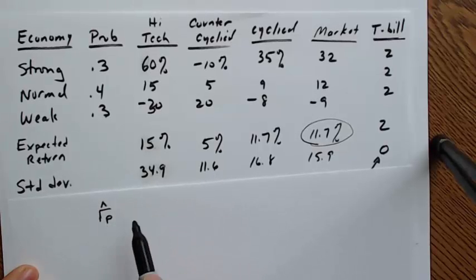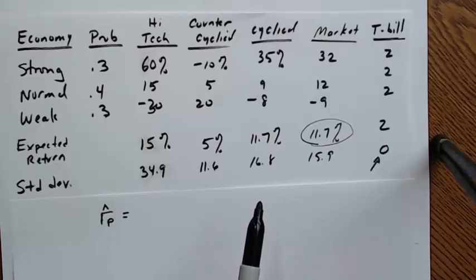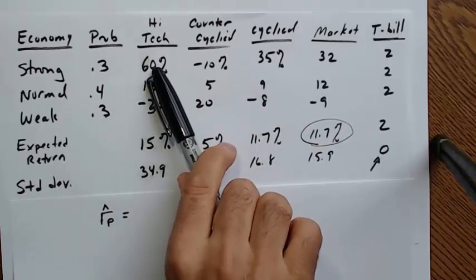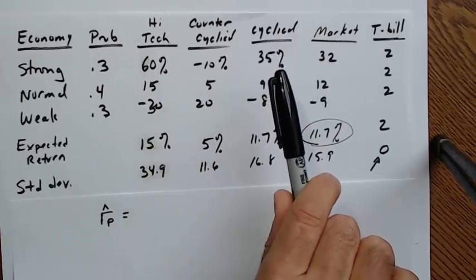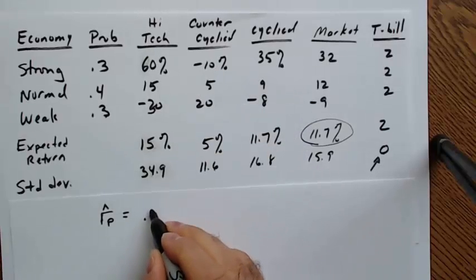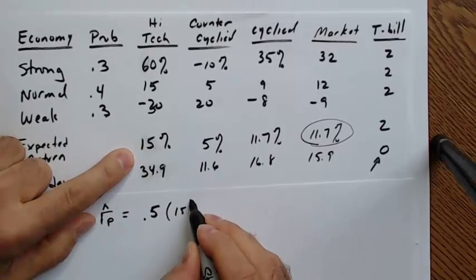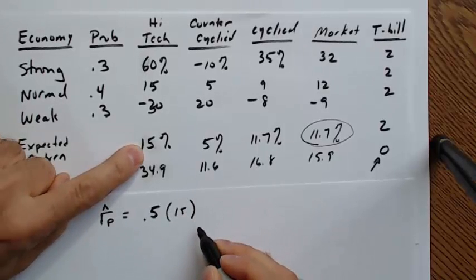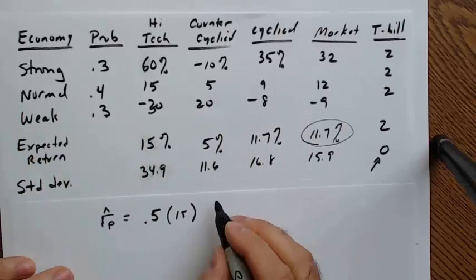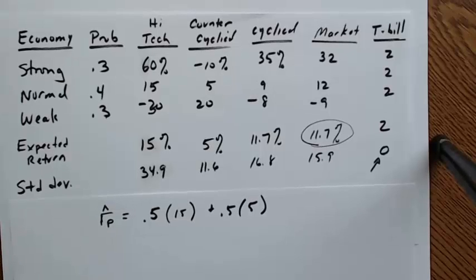There are the symbols used in the text. So this says expected returns, and P says portfolio. Let's say we put half of our money in high tech and half of our money in, let's say, counter-cyclical. Half of our money, 50%, is going to have a 15% expected return, and half of it is going to generate an expected return of 5.